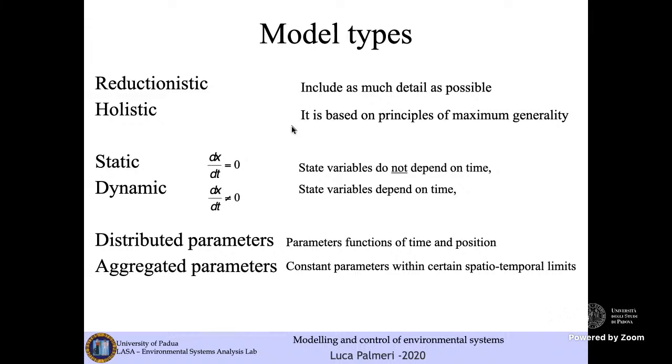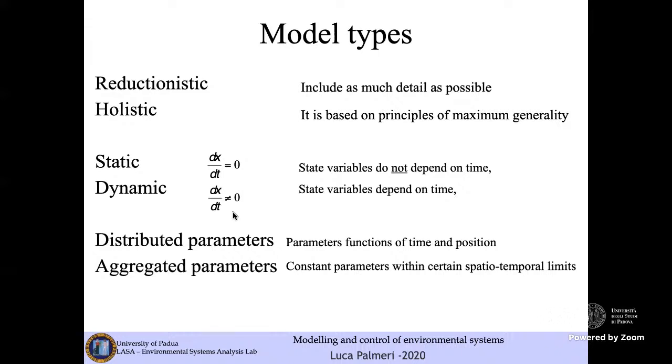Another very important distinction is that between static and dynamic models. Static models are models for which the state variables do not depend on time. So we write it mathematically by saying that the derivative in time of a state variable x is equal to 0. On the contrary, a dynamic model is a model in which at least one state variable depends on time. And again, we formalize it mathematically by writing that the derivative in time of that state variable is different from 0. And the last distinction I would like to recall is that between distributed and aggregated parameters models.